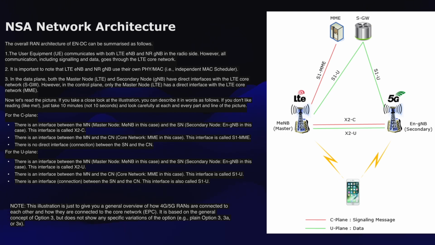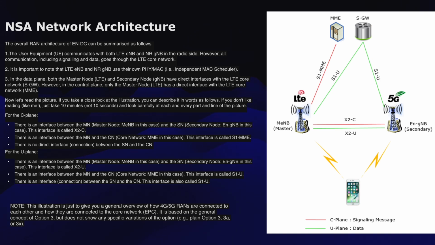The overall RAN architecture of NDC can be summarized as follows. 1. The user equipment UE communicates with both LTE eNB and NR gNB on the radio side. However, all communication, including signaling and data, goes through the LTE core network. 2. It is important to note that LTE eNB and NR gNB use their own MAC, that is, independent MAC schedulers.